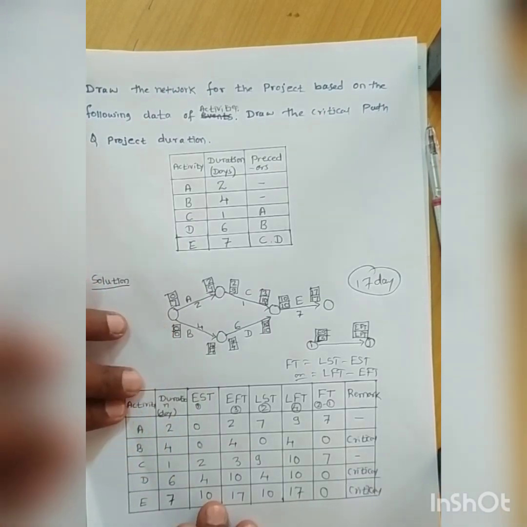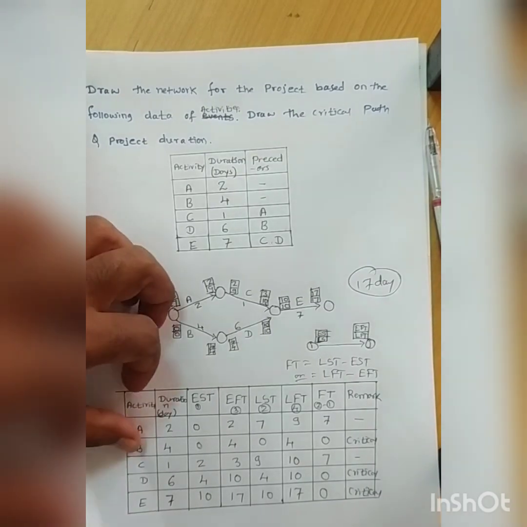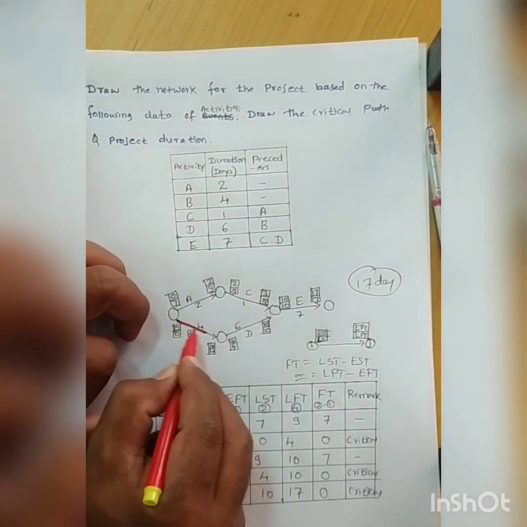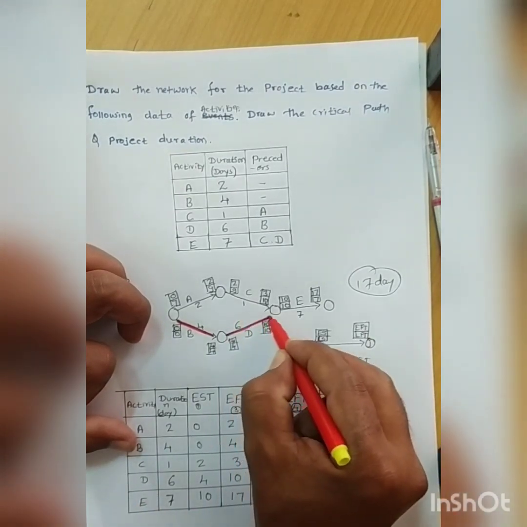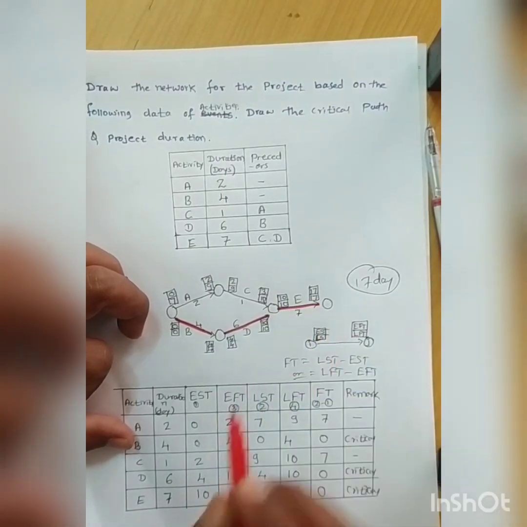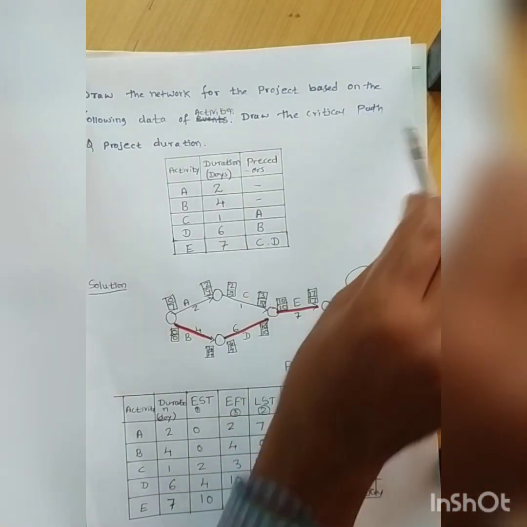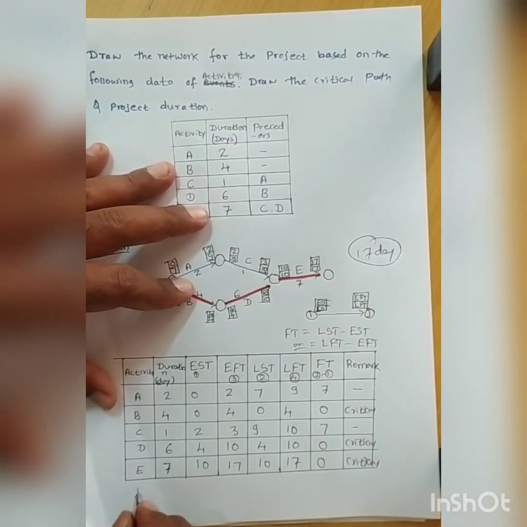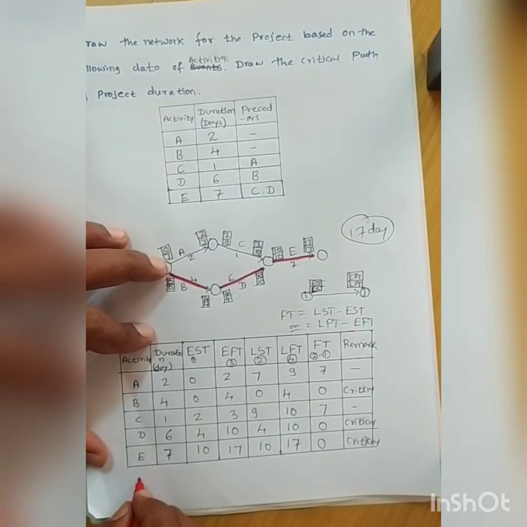Here I need to draw the critical line, the critical path. Activity B is critical, activity D is critical, and activity E is critical. So this is the critical path, and we need to draw it by joining with a double line or triple line. Next, the duration of the project.